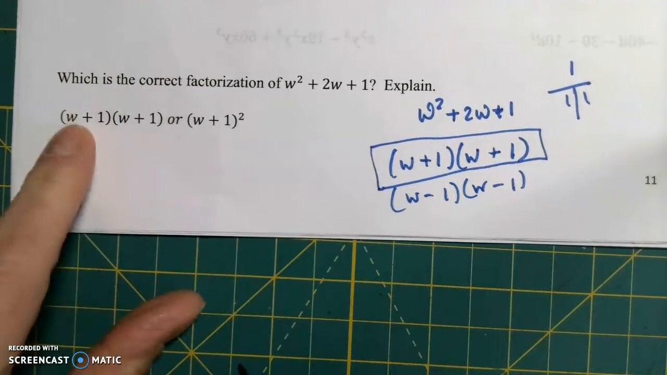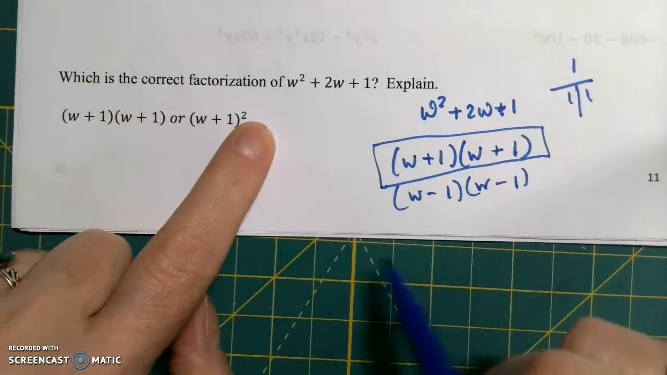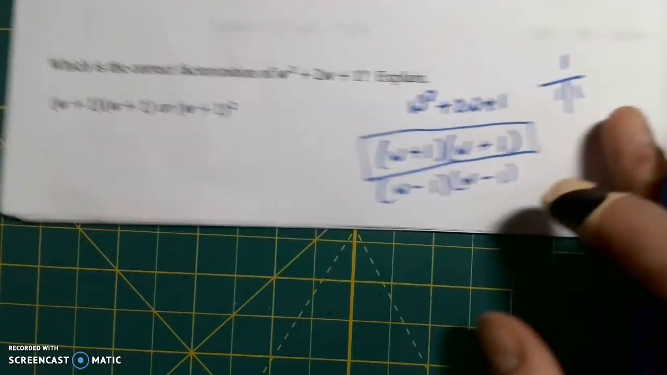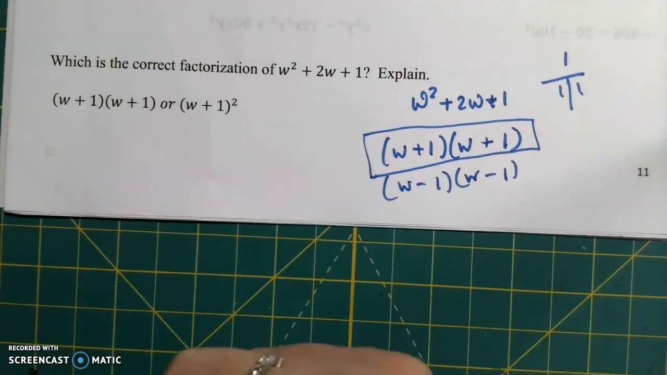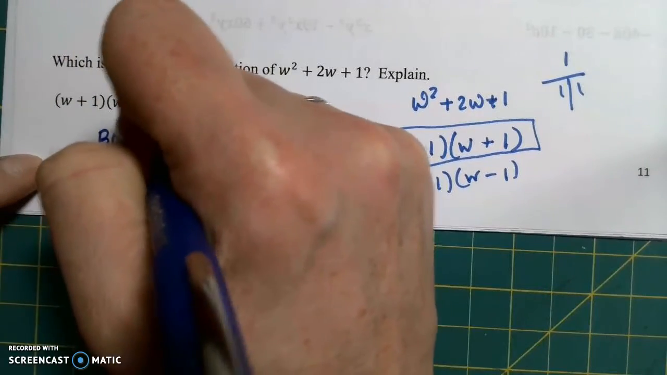Then the question is, which one is the correct factorization, that or that squared? And the answer is actually that they are both the same. One is just written in exponential form and one is not. So both are correct.